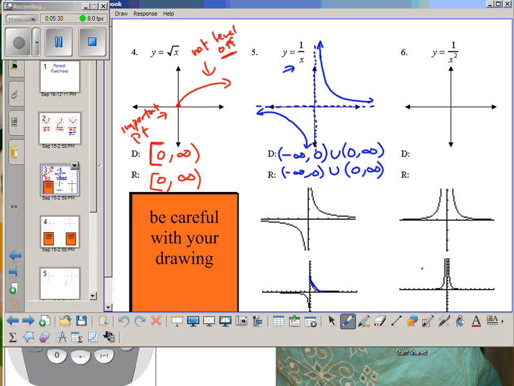1 over x squared is what I like to call the volcano. And that also has a domain restriction of 0. You cannot divide by 0 again. Same here. When x is 0, you end up dividing by 0. So we can't do that. And our range, oops, negative infinity to 0 is just that. Oh no, it's not negative infinity to 0. Sorry. It is 0 to infinity. Only positive numbers come out of 1 over x squared.